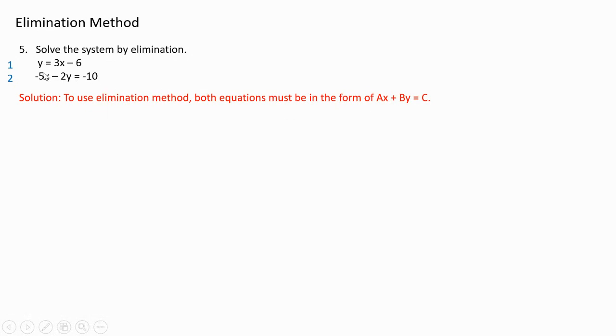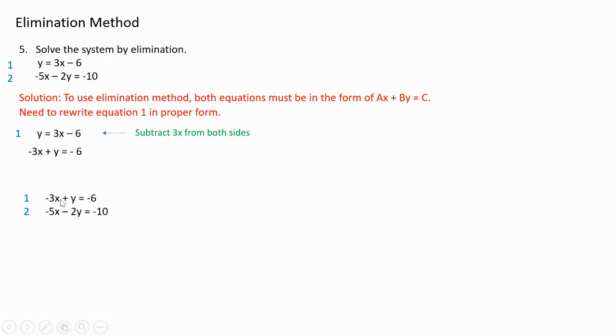If we notice, equation 2 is already in that form, right? Because we have negative 5x minus 2y equals negative 10. But equation 1 is not in that form. So we need to rewrite it in the proper form so we can use the elimination method. So here, guys, we're going to have to subtract 3x from both sides, right? Because we want the x and the y on the same side and the constant on the right side. So if we do that, we get negative 3x plus y equals negative 6. So now we have them both in the form ax plus by equals c.